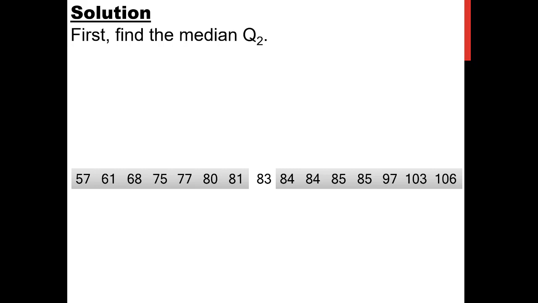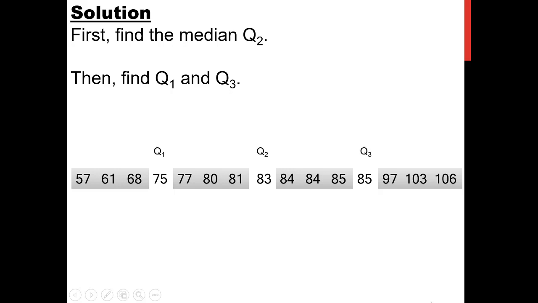Once we've found our Q2 value, then we can go ahead and find our first quartile and our third quartile. In a subset of data here with 7 entries, we look for the middle entry, which in the first subset is 75, and in the second subset it's 85. So those are my Q1 and Q3 values. So now we've identified the quartiles. Q1 is 75, Q2 is 83, and Q3 is 85.